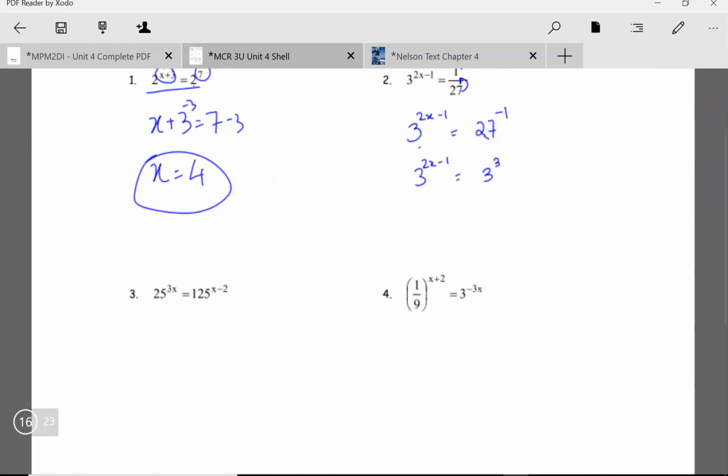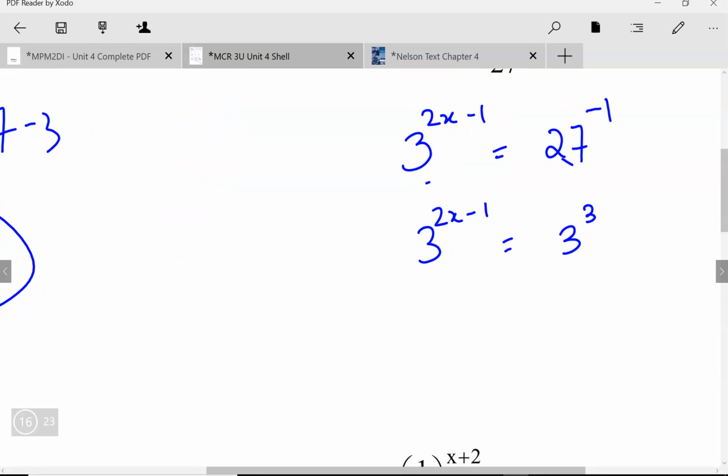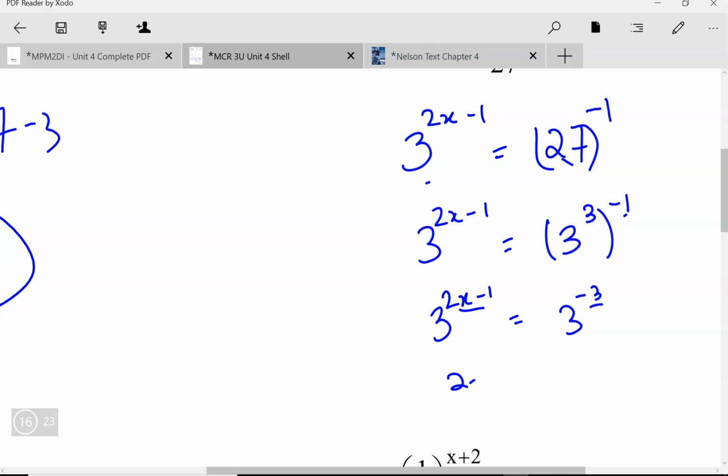Oh, there we are. So again, once you know that 27 is 3 to the power of 3, your negative 1 still stays there. I'm going to use the power of a power rule, so that's just multiplying. 3 times negative 1 is negative 3. Now that I have the same base, I can say the exponents are equal. I'm going to move the 1 to this side. 2x equals negative 2. x equals negative 1.